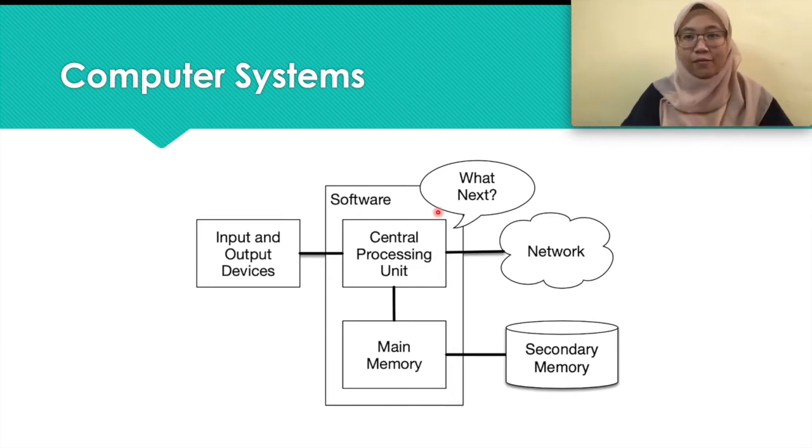So a computer can have two things. Number one, it can have hardware and software. For hardware, we can have input and output devices. And for software, actually, I think I forgot to mention, we can have application software as well as system software.